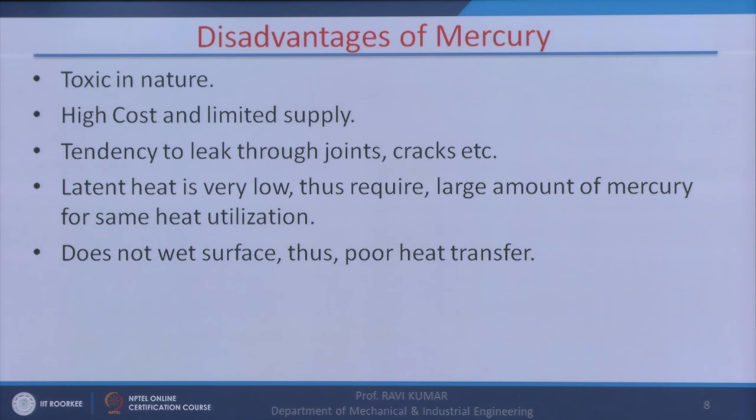The latent heat of mercury is very low. So for generation of the same amount of power, a high quantity of mercury is required. The contact angle of mercury is high, so it does not wet the surface. Therefore, the heat transfer in the case of mercury is poor. So there are certain disadvantages of using mercury in a binary vapor cycle.